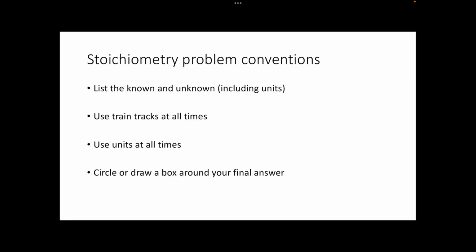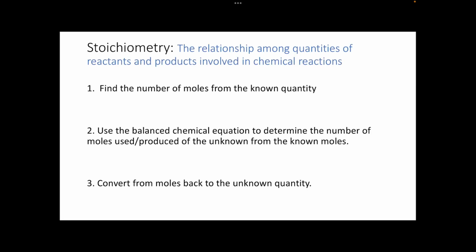The first thing is to list the known and unknown quantities, including the units. You can abbreviate known and unknown with K and U if you'd like. You must use train tracks at all times and cross out the units. You must use all your units at all times, and the units should have a chemical compound associated with it. And you should draw a circle or box around your final answer, and then, of course, include the units with your final answer.